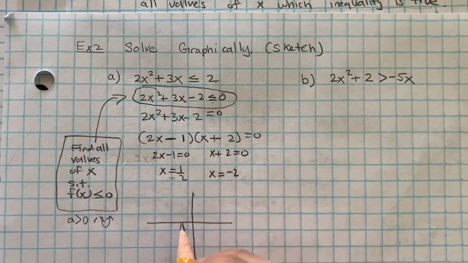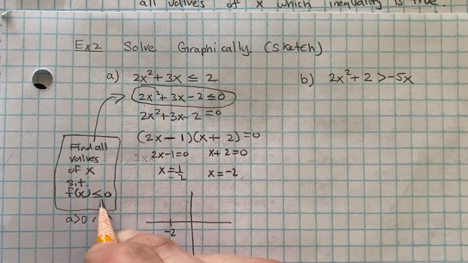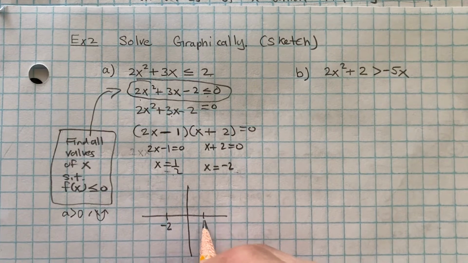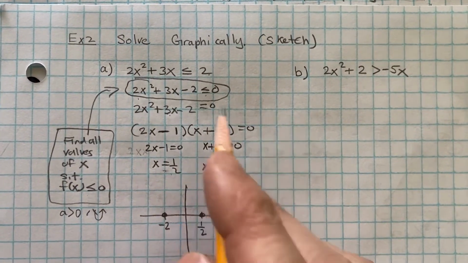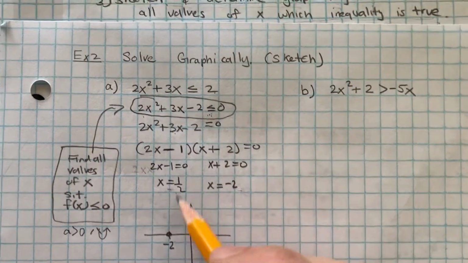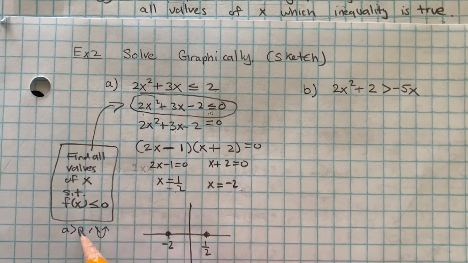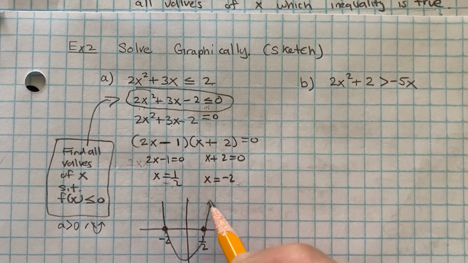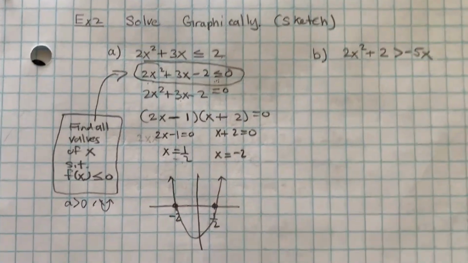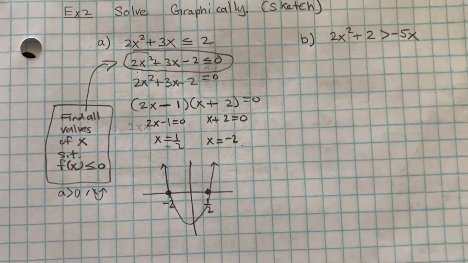I have an x-intercept at negative 2, x-intercept of 1/2, right? And these are closed circles because there's an equal sign here. And the parabola is going to go up because a is positive. So it's going to go up. Okay, so this time you don't have to test anything on the number line.